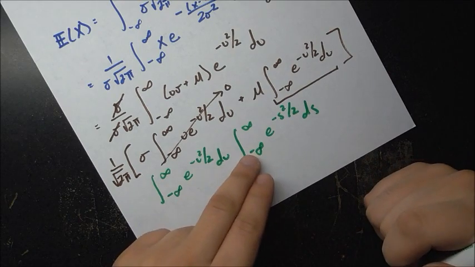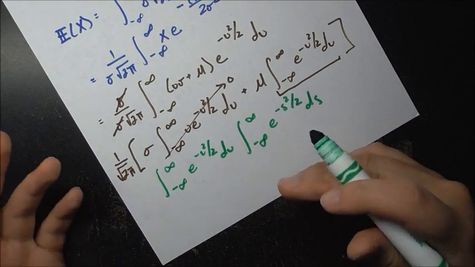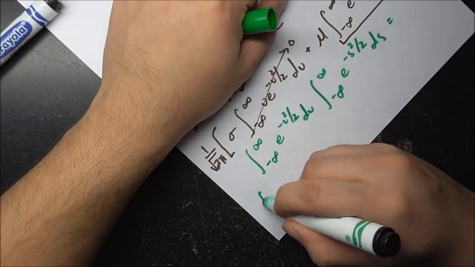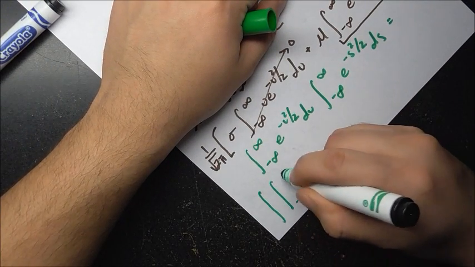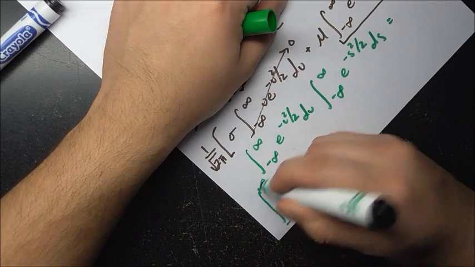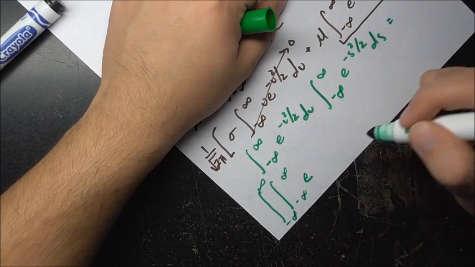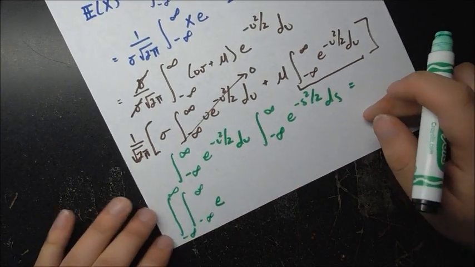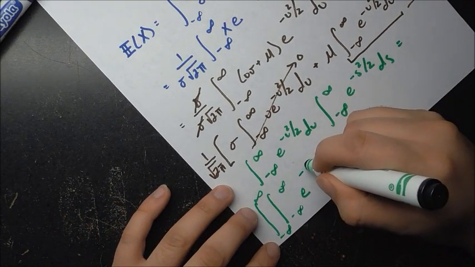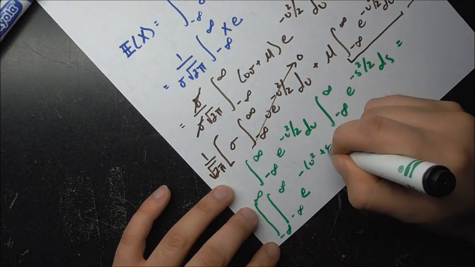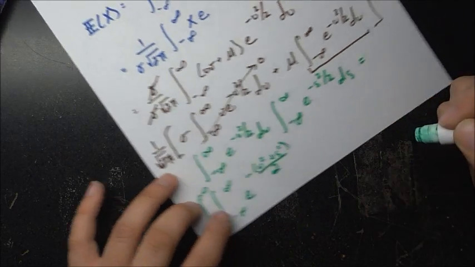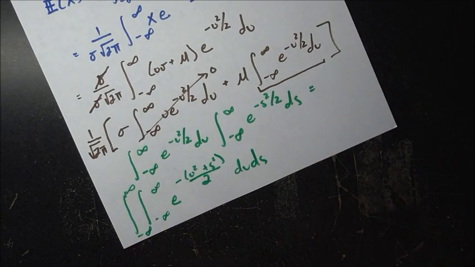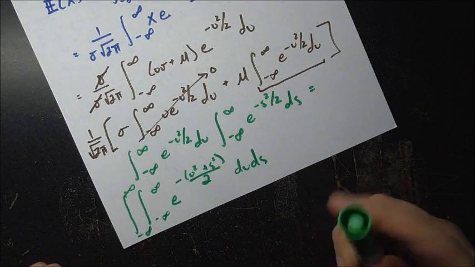Now since this ds and this du are independent, they have nothing to do with each other, I can merge these together in the following sense. I can have a double integral, minus infinity to infinity, minus infinity to infinity, of e to the, and since I'm going to multiply these integrands together, I can add their exponents. So I have e to the minus u squared plus s squared, all over 2, and then I have du ds. You're probably thinking, why did I do this? This seems like it's just messing things up.